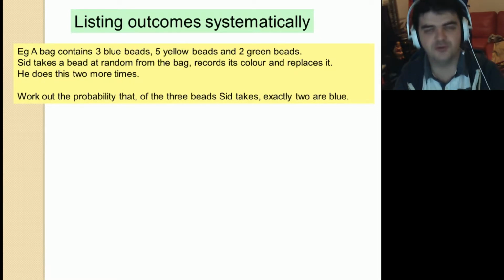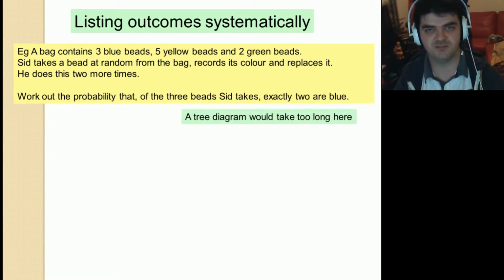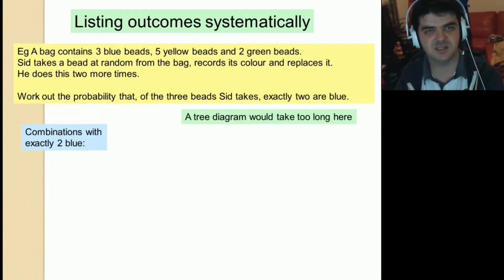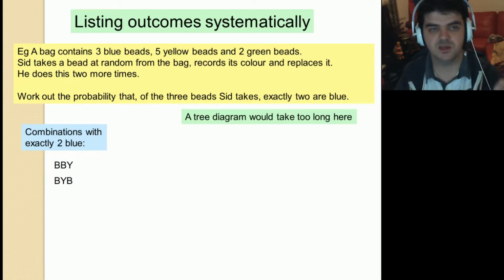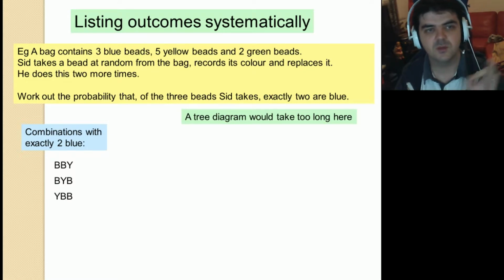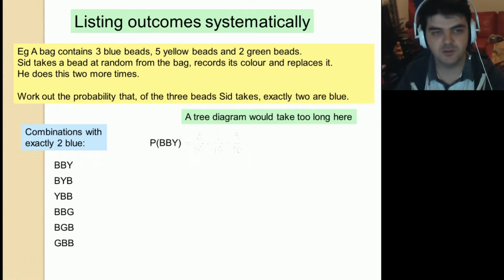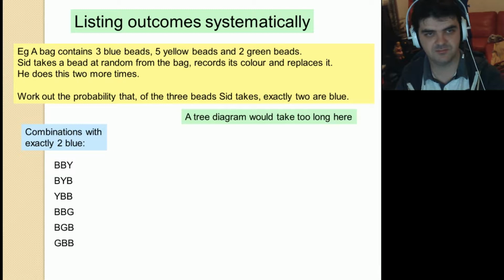Now we could do a tree diagram, and if you do a tree diagram, you wouldn't be wrong, but it might take too long. Because it's not conditional probability, though, we can just list this. We can work out the ways that we can get exactly 2 blue. So we get 2 blues and yellow. We go blue, yellow, blue. We go yellow, blue, blue. We go blue, blue, green. We go blue, green, blue. Green, blue, blue. Those are the 6 ways we can do it.